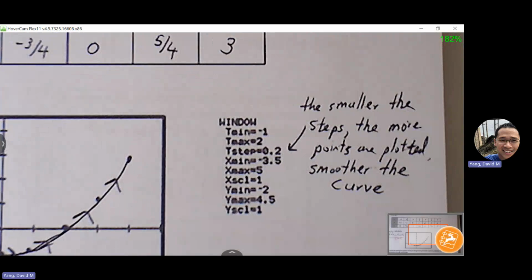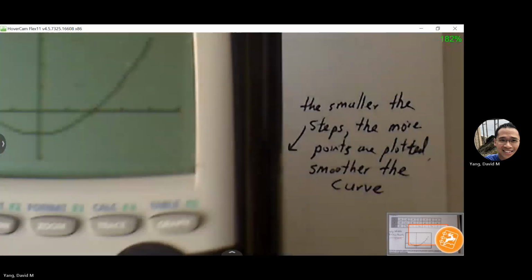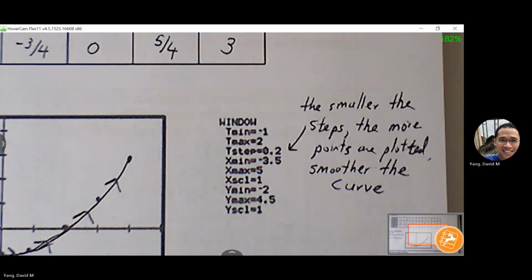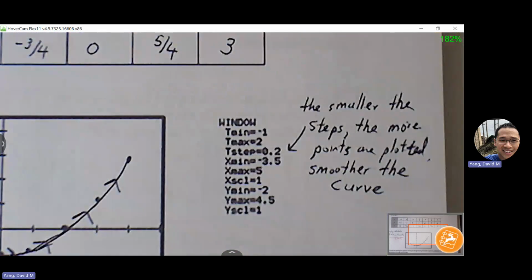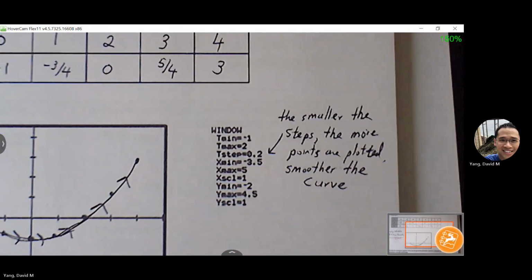Start with 0.2 for your t-step, but after you get that graph to show, you can make it an even smaller step, which will slow the graph down and also plot more points and smooth out the curve as well. So here, I changed my t-step to 0.02, and the graph will form a little bit slower and also more detailed as well. Okay, everybody able to get that graph to show?